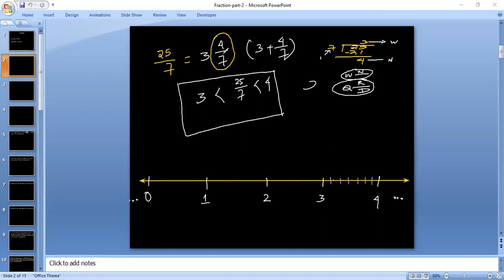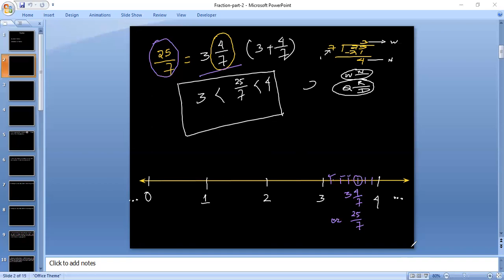So you should take 4 equal parts, that means 1, 2, 3, 4. It will be 3 whole 4/7, or 25 by 7. Is it simple or not? First convert the improper fraction into a mixed fraction, then it is very easy to see where that fraction is located. I think all the areas are complete, so now you are eligible to do exercise 7.2.